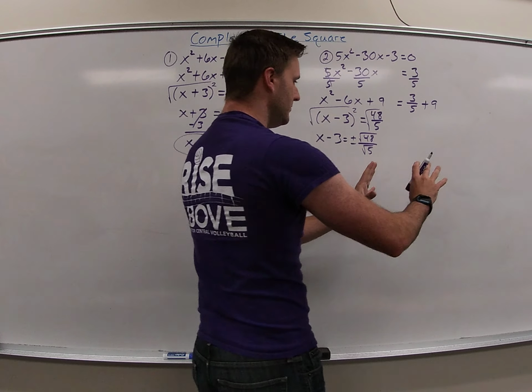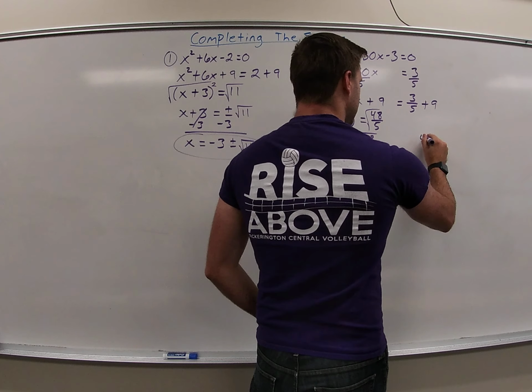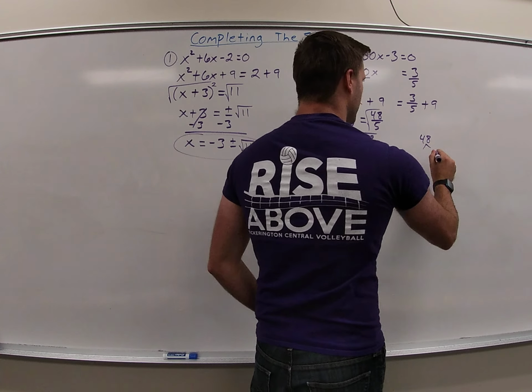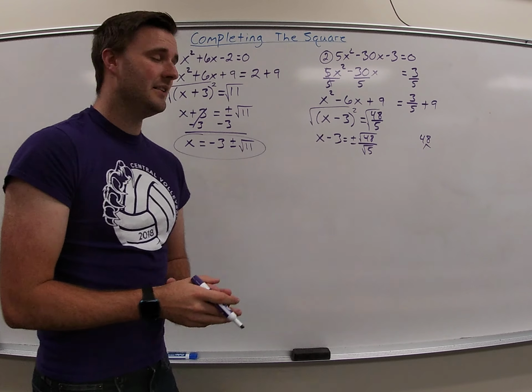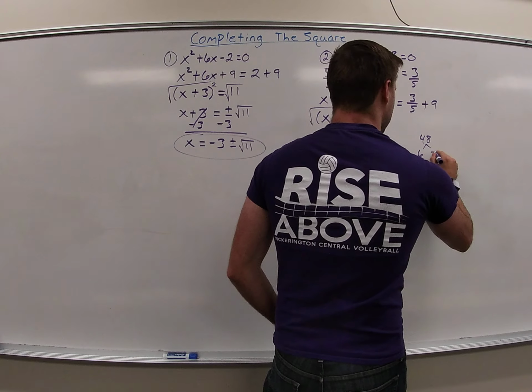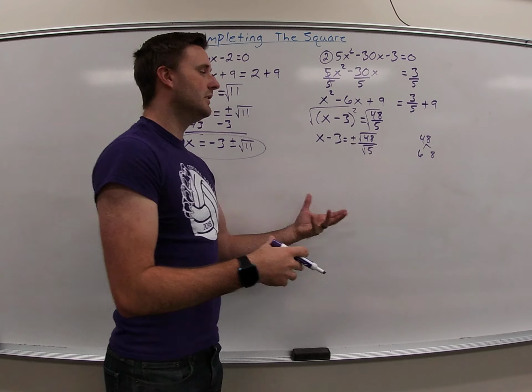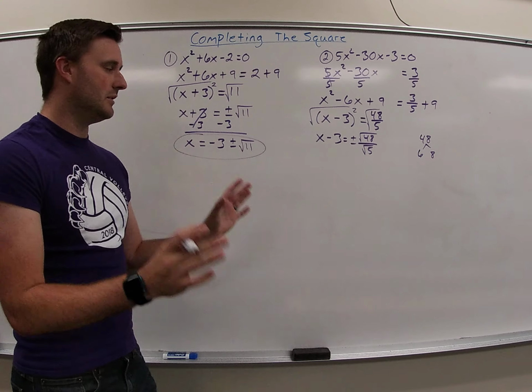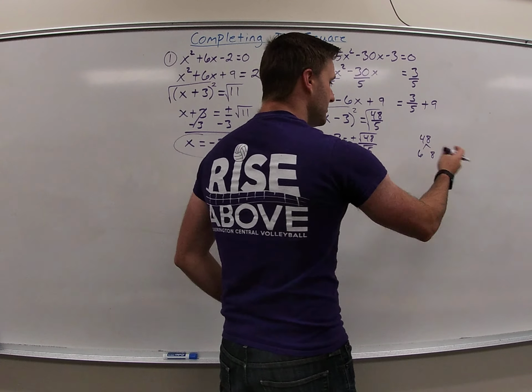So kind of move off to the side, and let's break down 48. If I break down 48, two numbers, any two numbers that multiply to get you 48. So we get 6 times 8. You could have said 2 times 24. You could have said a bunch of things. Doesn't really matter. Any two numbers.